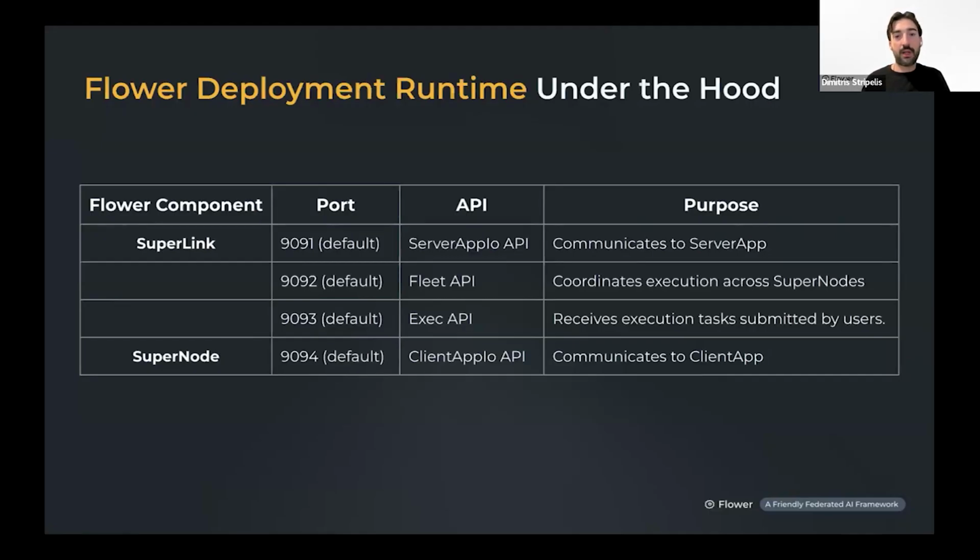Finally, we have the supernode, which sits on the client side. It receives the instructions from the superlink, but the actual execution happens in the client app. The client app contains all the instructions that are specific to the Flower job we are actively going to run. I didn't go into the ports, but we just want to show that by default, ports 91 to 93 are used by the superlink component, and 94 is used by the supernode component. Of course, they can easily be changed and configured depending on the requirements you have for your deployment.